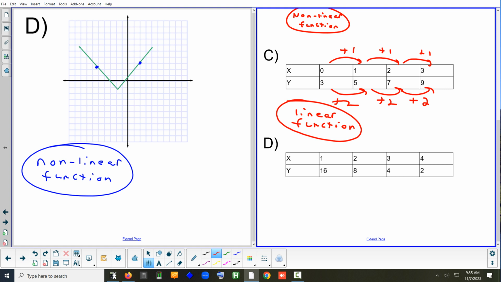Okay, what do you do each time to get from one x to the next? Add 1. Okay, we're adding 1. How do you get from 16 to 8? And remember, you're just thinking adding and subtracting. Minus 8. Yeah, minus 8. And then you do minus 4. Yeah, and that's a minus 4. So that is what kind of function? Nonlinear. Yep. Okay, so nonlinear function.